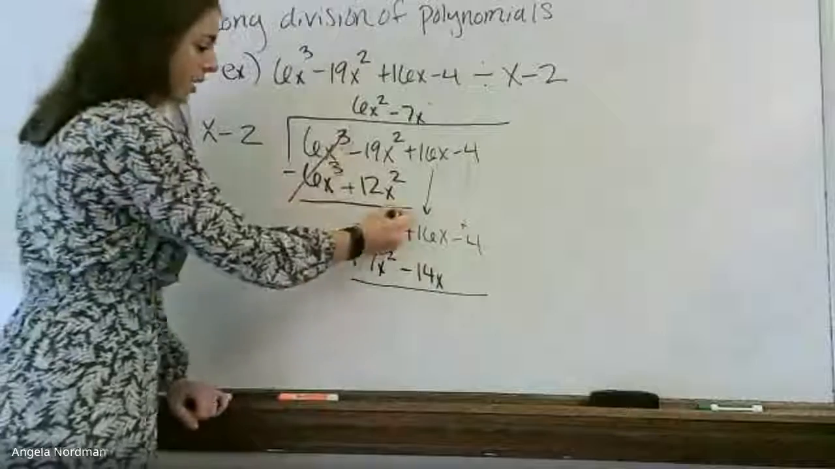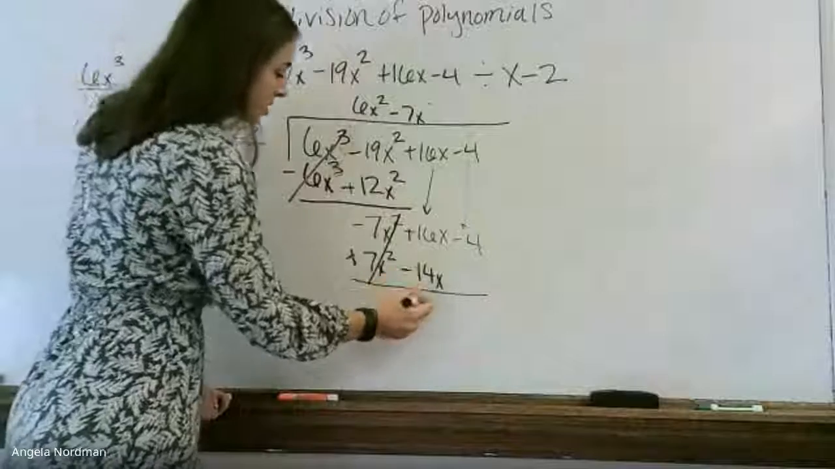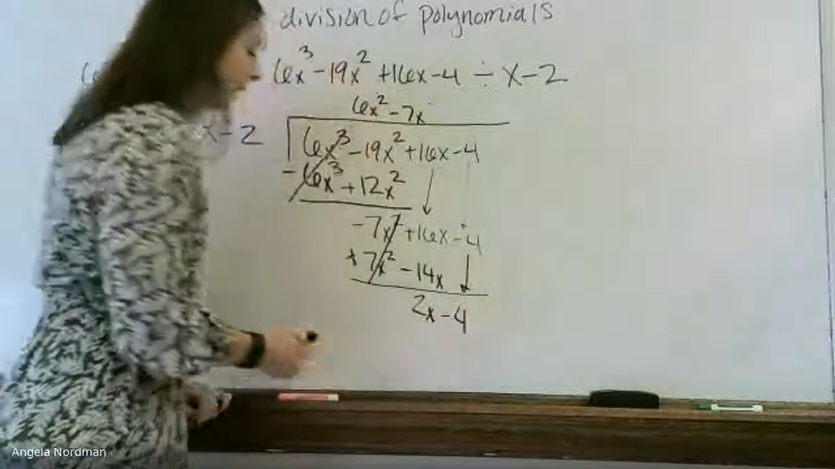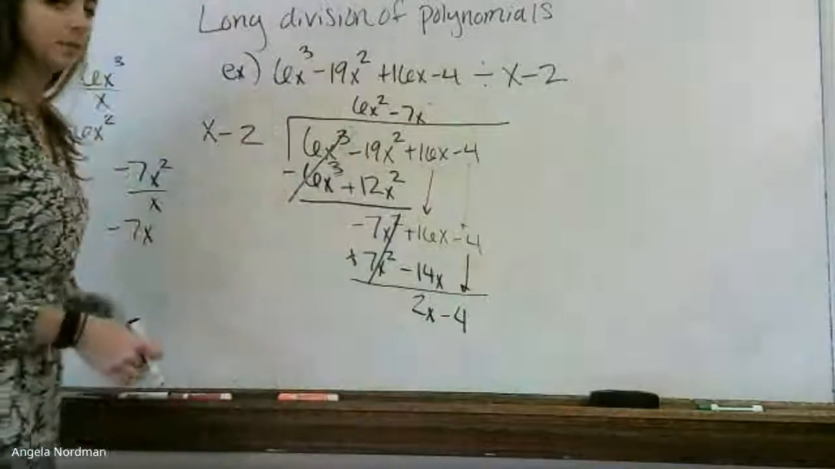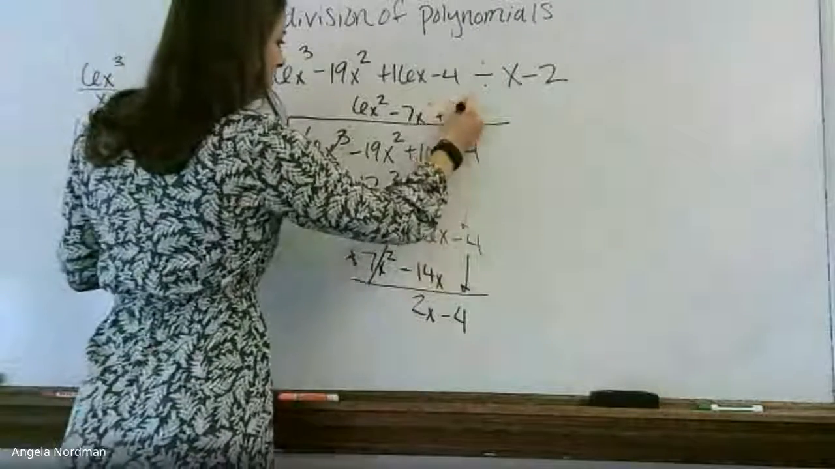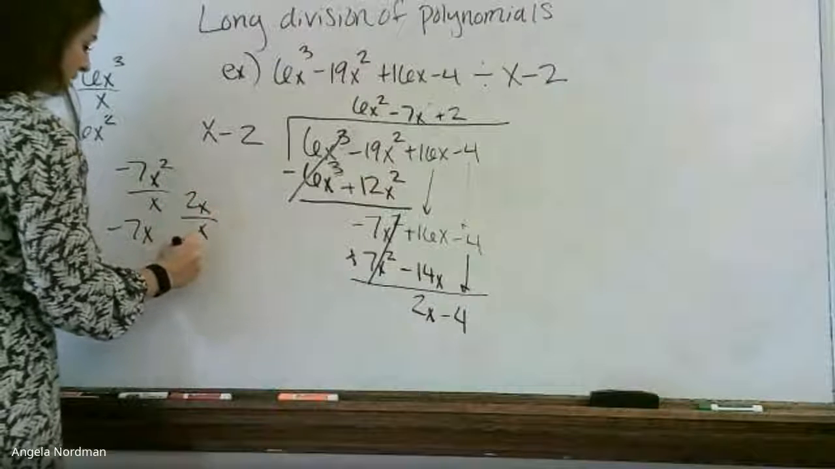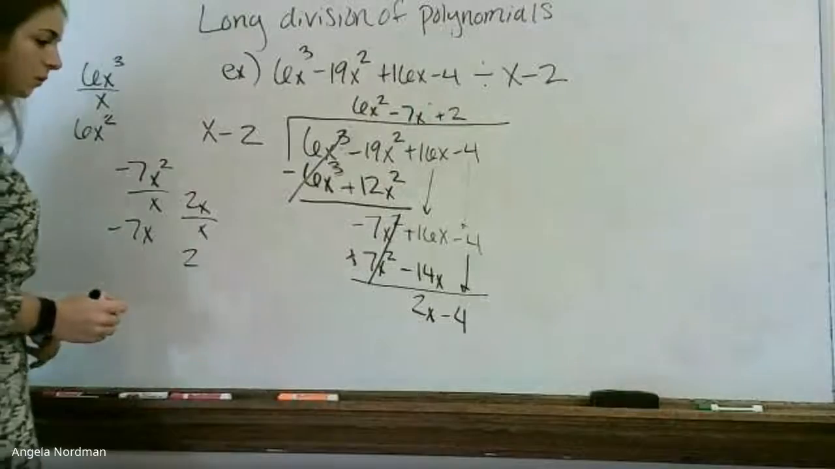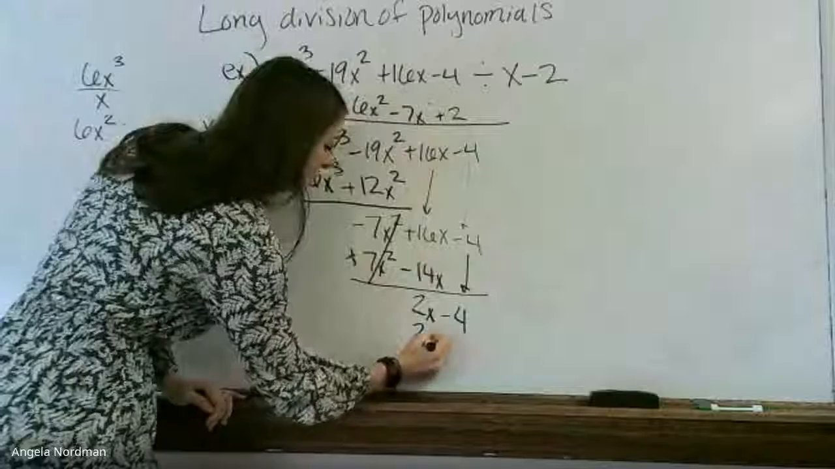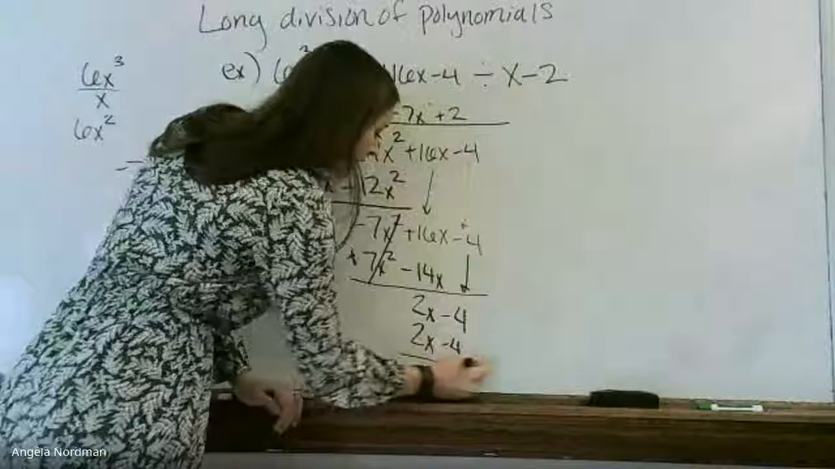Now I can add straight down. These cancel out. 16x plus negative 14x is positive 2x. Bring down my negative 4. Continue the process again. x times what gives me 2x? That answer is positive 2. Again, thinking about it in the division way, this would be 2x divided by x. That is just simply positive 2. So x times 2 is positive 2x. Negative 2 times positive 2 is negative 4.